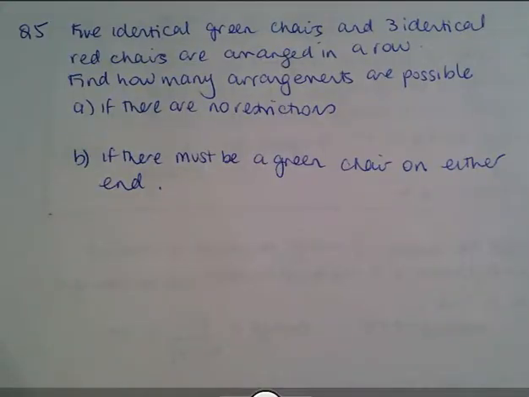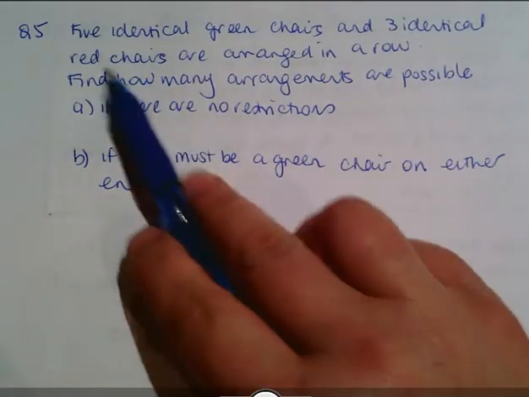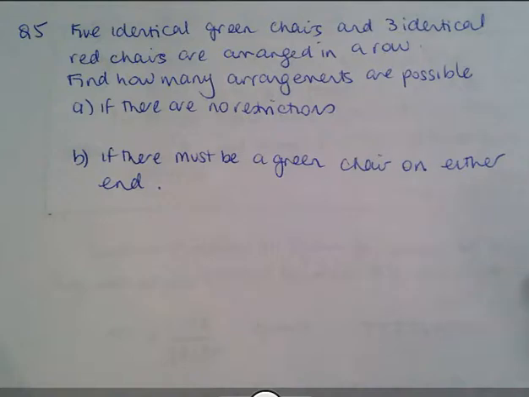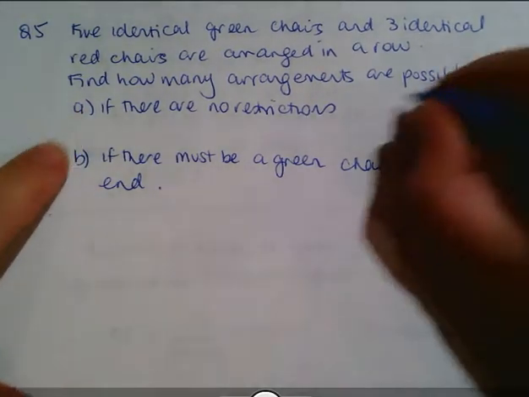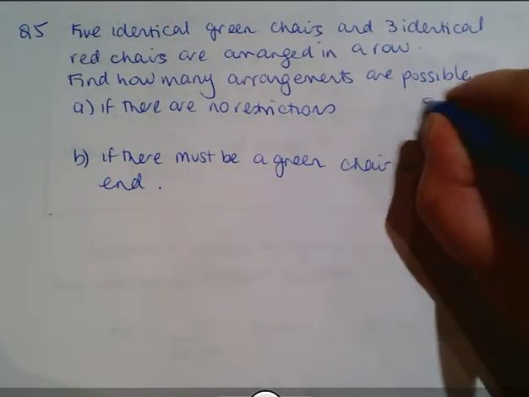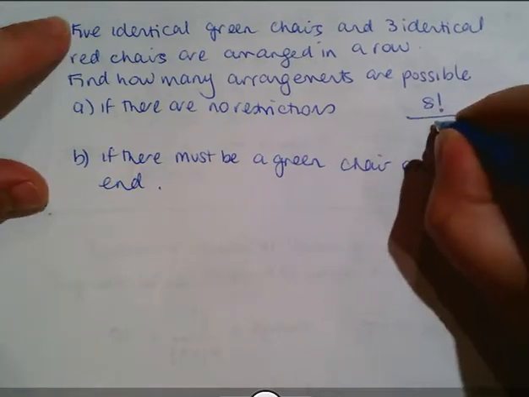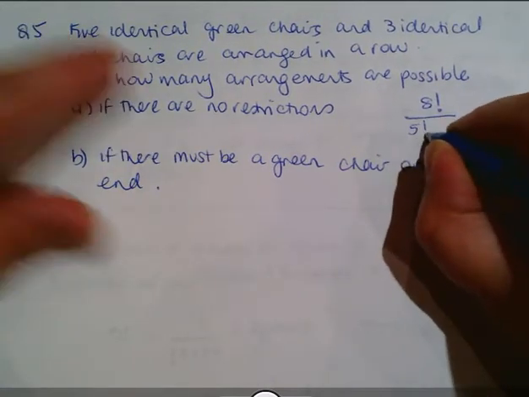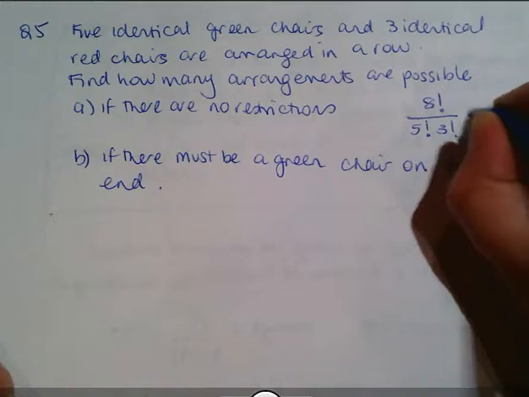And 5 identical green chairs and 3 identical red chairs are arranged in a row. Find how many arrangements are possible if there are no restrictions. Well, that one's just straightforward. So it's 8 factorial over 5 factorial for the green chairs and 3 factorial for the red chairs.